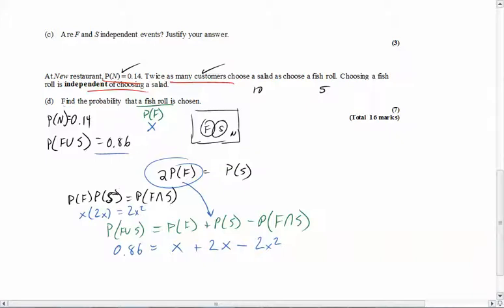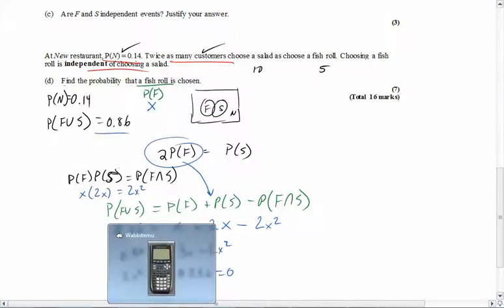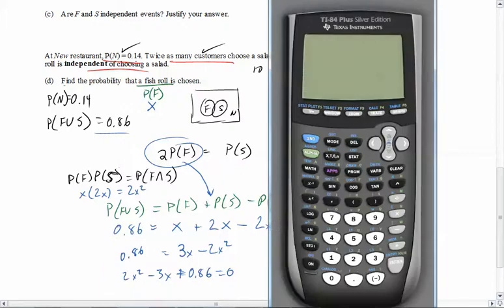If you want to do it a little bit more difficult, if you are a glutton for punishment, you could go ahead and make this 3X. You could then move everything over, so you have 2X squared minus 3X plus 0.86 equals 0. Now you're going to say, oh my gosh, I have to use the quadratic formula. And if you're going to use the quadratic formula where you're square rooting things with decimals, you may as well just put it in your calculator. So I'll go ahead and put it in the way it is now.